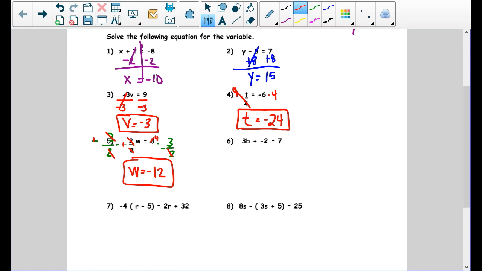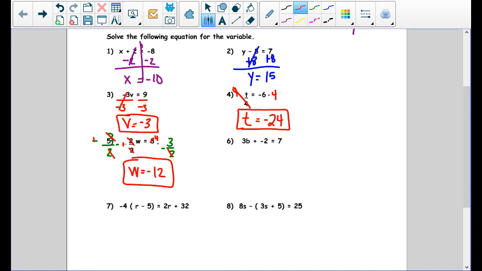Alright. All of those were one-step type problems. So there were 5 problems there, 1 step to solve, okay? Here in number 6, a little different. Now we have a number with the variable and a constant here, okay? So again, working on the same side, working away from that variable to get closer to it.